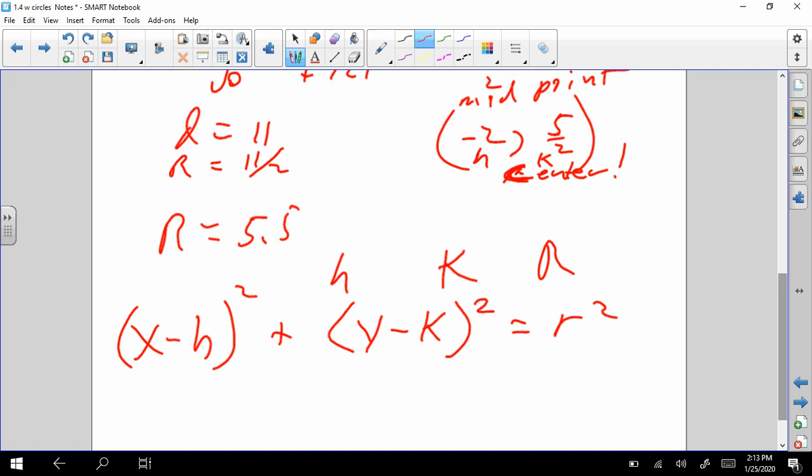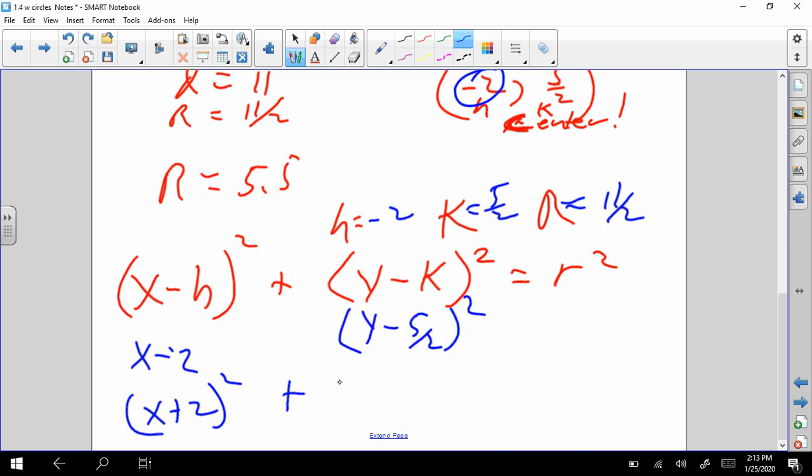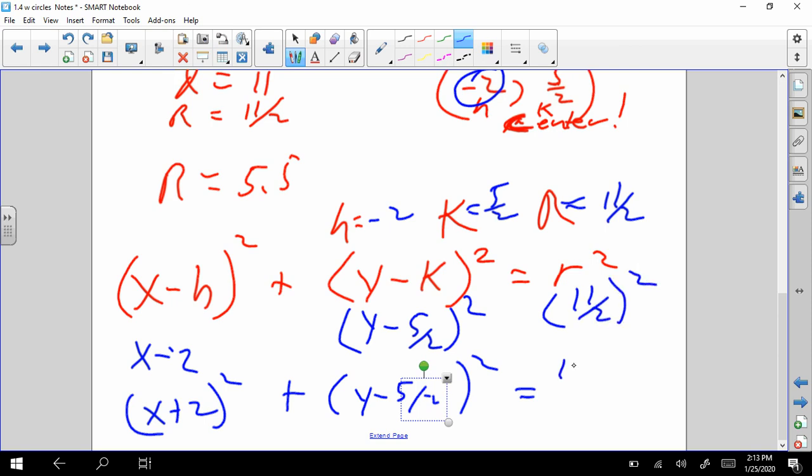All right, what was my h value? I think I know what my h value was. My h value was -2. My k value was 5/2. My r value is 11/2. That way when we square it, it won't be so ugly. And my x minus a negative 2 gives me x plus 2 squared plus y minus k. My k was 5/2 squared equals my radius squared. You want to square 11 or do you want to square 5.5? I think I'd rather square 11 and 2, which is 121 over 4. The equation of the circle.